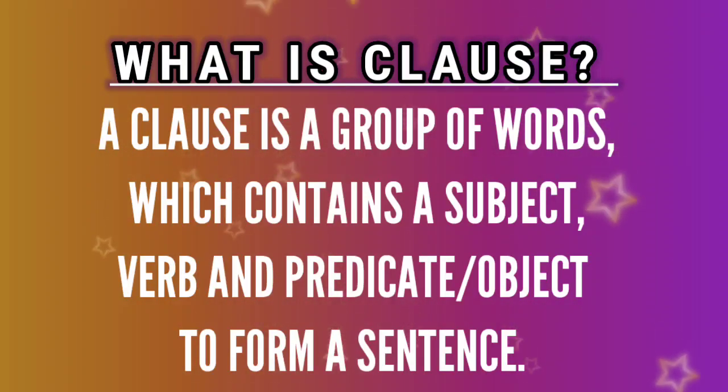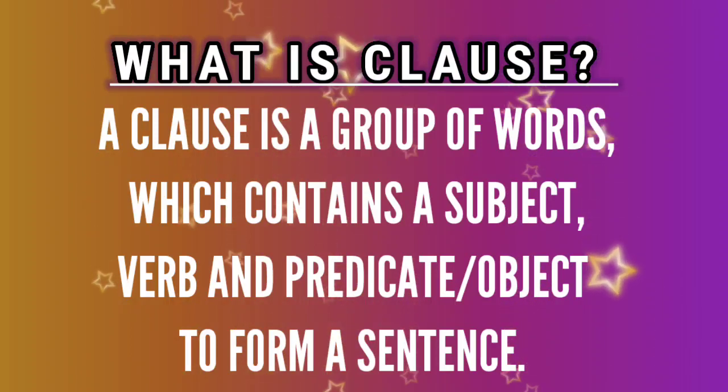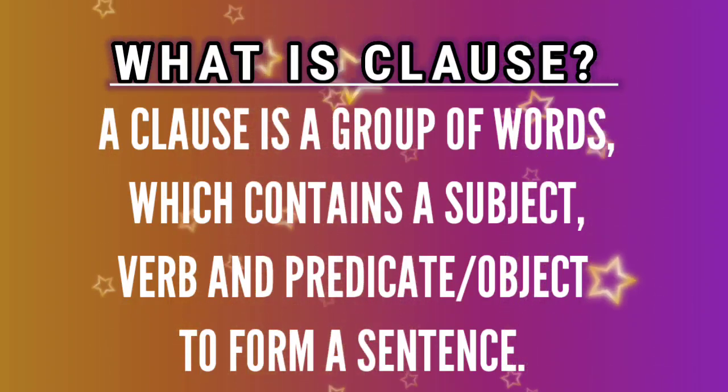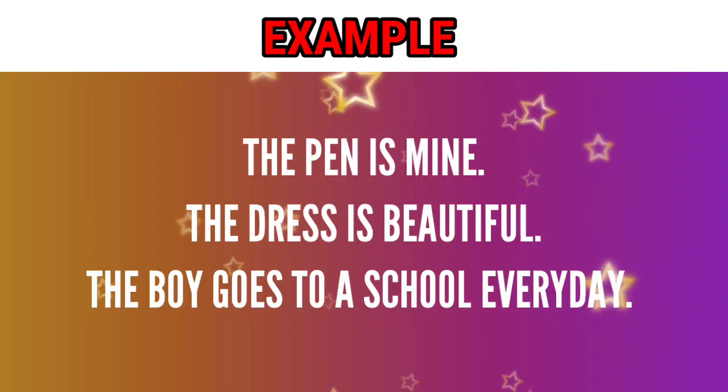So now we shall know what is clause. What is it exactly? A clause is a group of words which contains a subject, a verb, and a predicate or object to form a sentence. Now we shall make an in-depth analysis of this thing with examples.